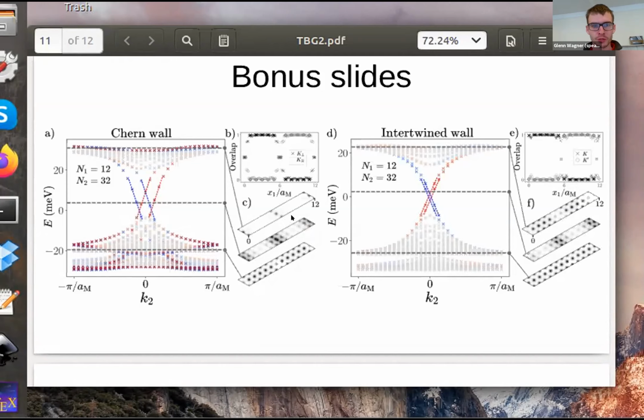Whereas if you have the uniform substrate, which gives you the intertwined wall, you wouldn't end up with these bound states. So if you could observe these with STM, you would be able to distinguish what type of domain wall you have.